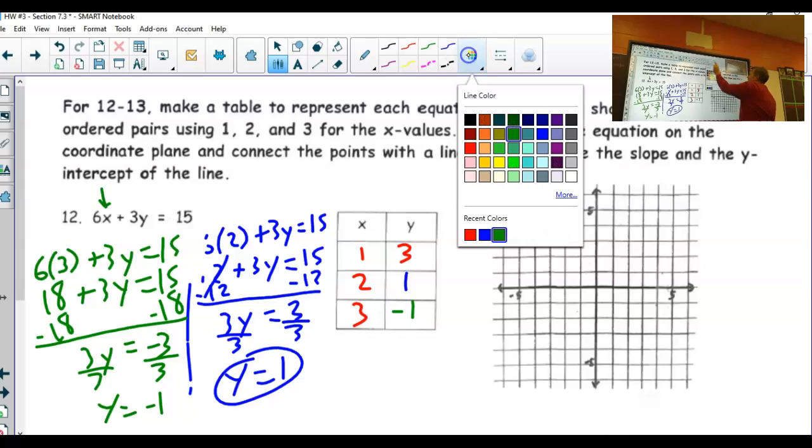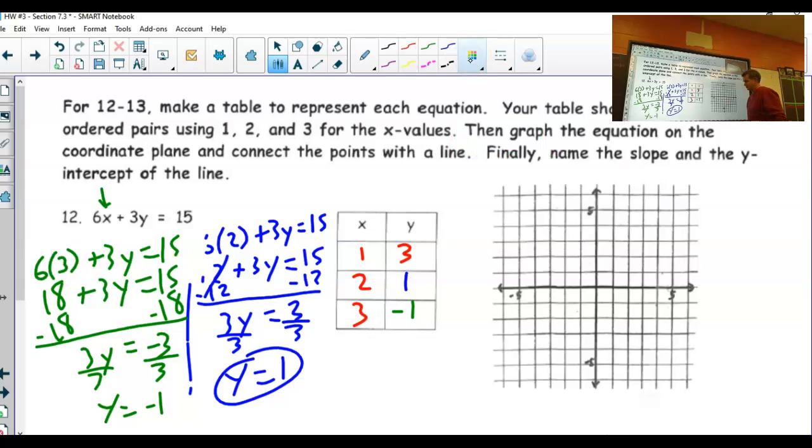And now that I have my 3 ordered pairs, I need to take the ordered pairs and put them on the graph. So the first ordered pair would be 1 to the right and up 3. The second ordered pair would be 2 to the right and up 1. And the third one would be 3 to the right and down 1. And you should connect those with a nice straight line, put arrows, and you have graphed the equation.